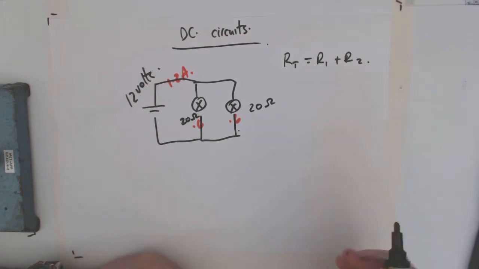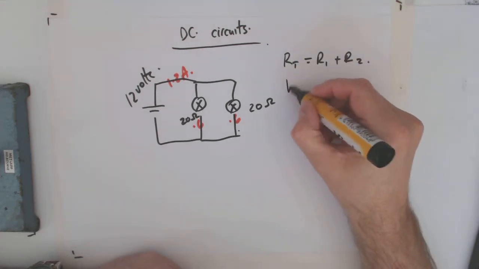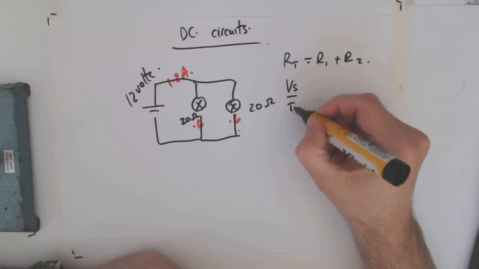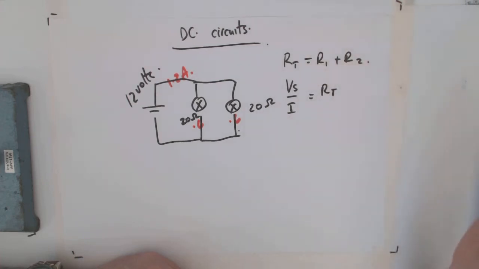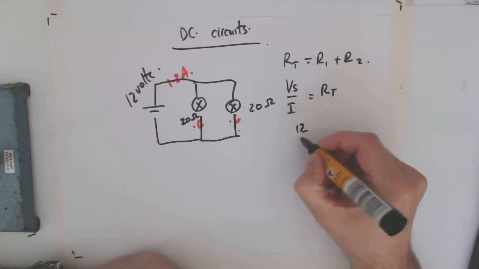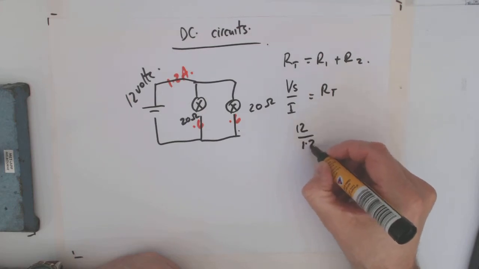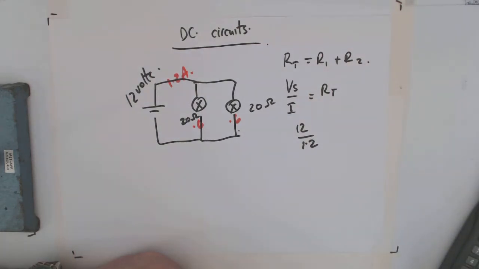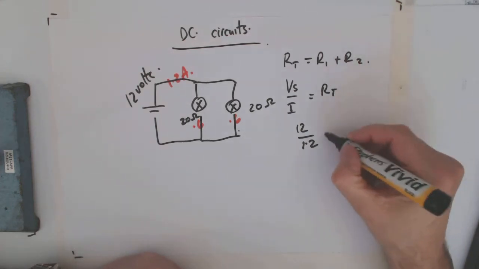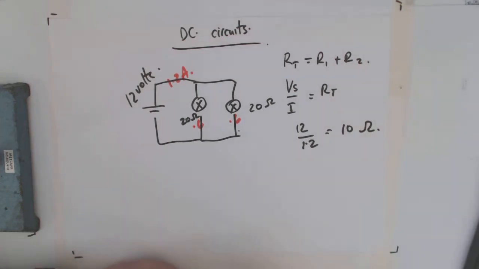If I wanted to work out the total resistance of the circuit, I'd just go voltage supply divided by current equals total resistance or effective resistance, and I'd go, well, 12 divided by 1.2, and you all know, is 10 ohms. You go, oh, that's interesting. I had a 20 ohm and a 20 ohm together, and now I've got 10 ohms.